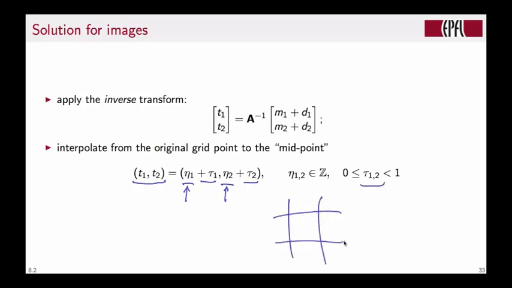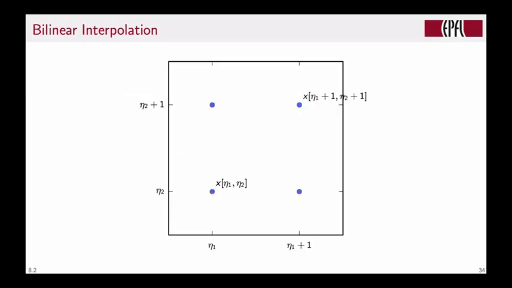So again, if this is a magnifying view of the original grid, our transform gives us a point here. We will find that this point t1, t2 is equal to a point on the grid, eta 1, eta 2, plus a correction factor tau 1 here, and a correction factor tau 2. So the question now is how to find the subpixel value here in the middle of the grid. And the idea is to interpolate from the four neighboring pixels. When the interpolation scheme between neighboring pixels is the linear interpolator, this strategy goes under the name of bilinear interpolation. So let's see how this works.